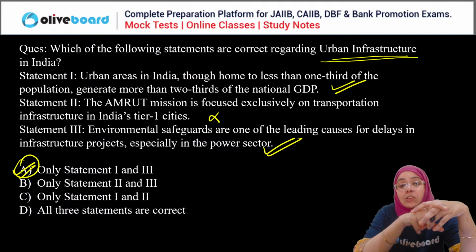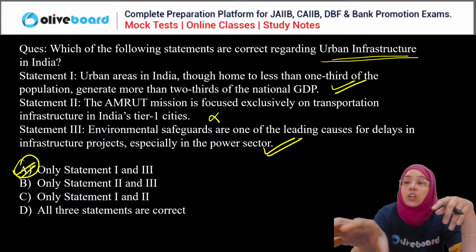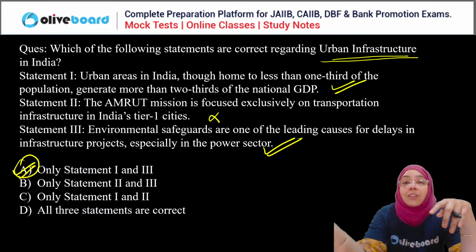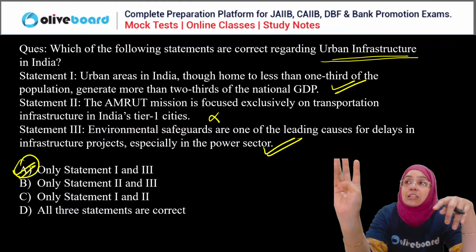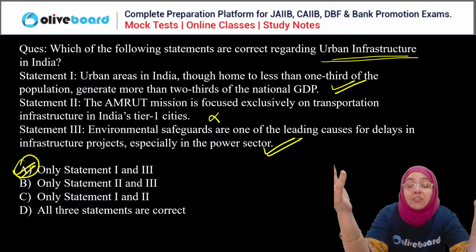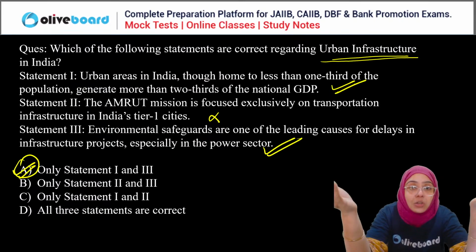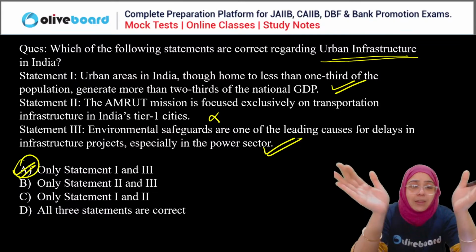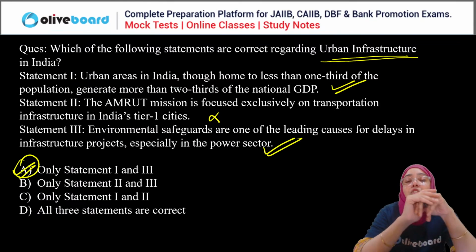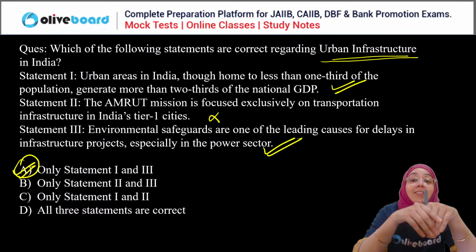See, Ruchi, the Amrut mission is actually focusing on improving the basic infrastructure in every city, covering every area. Basic infrastructure means help in sanitation and drainage. These are the urban infrastructures. So transportation infrastructure and all the basic infrastructure need to be cleared. The Amrut mission is focusing on different cities, not only the tier 1 cities.